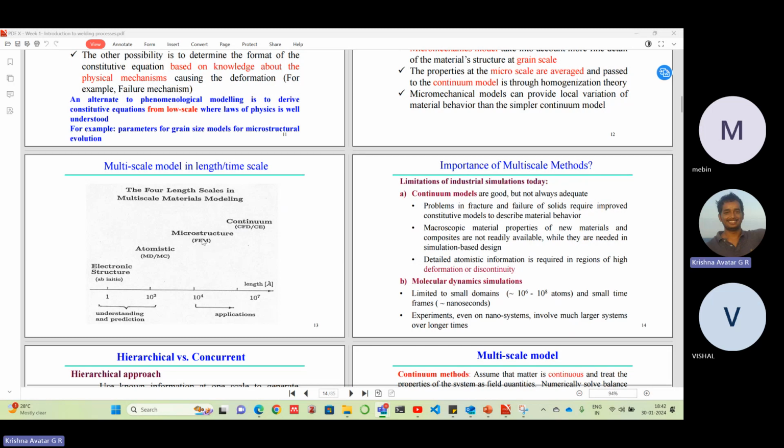One is what we call the homogeneous approach, where at one particular point the microstructure keeps on repeating throughout the domain. Once we average out the properties at this level, that is what we define as the continuum theory. At that particular location, we will just have an averaged value of the immediate neighborhood of that point.